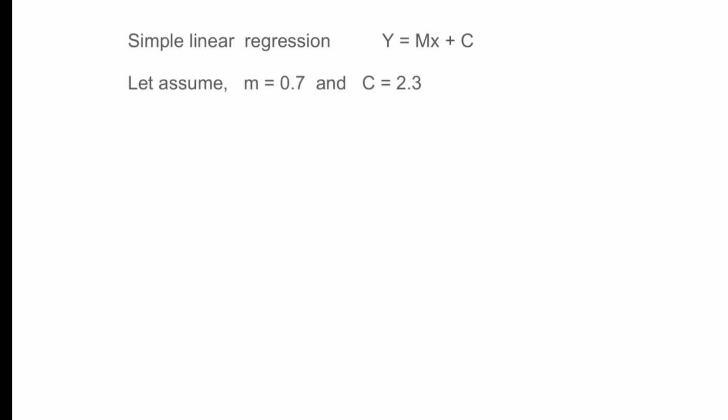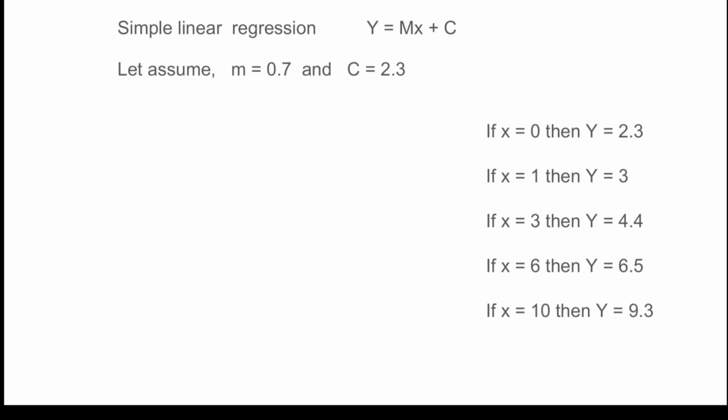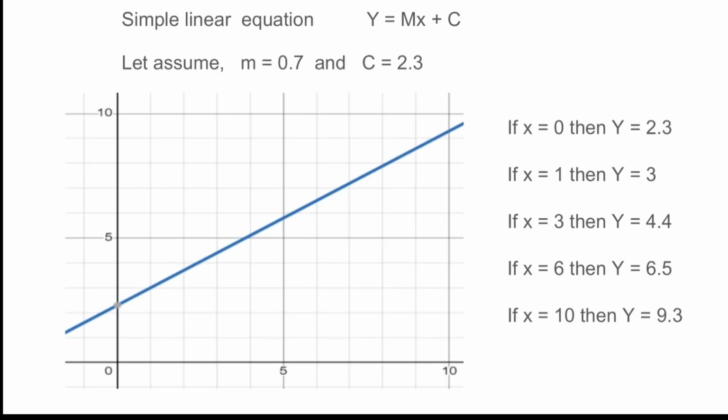Let's assume our linear equation is y equals m multiplied by x plus c. Also, assume m is equal to 0.7 and c is equal to 2.3. Now I am going to give a value to x from 0 to 10. This is how y is varying with respect to x. So we will get one line if we connect all points.